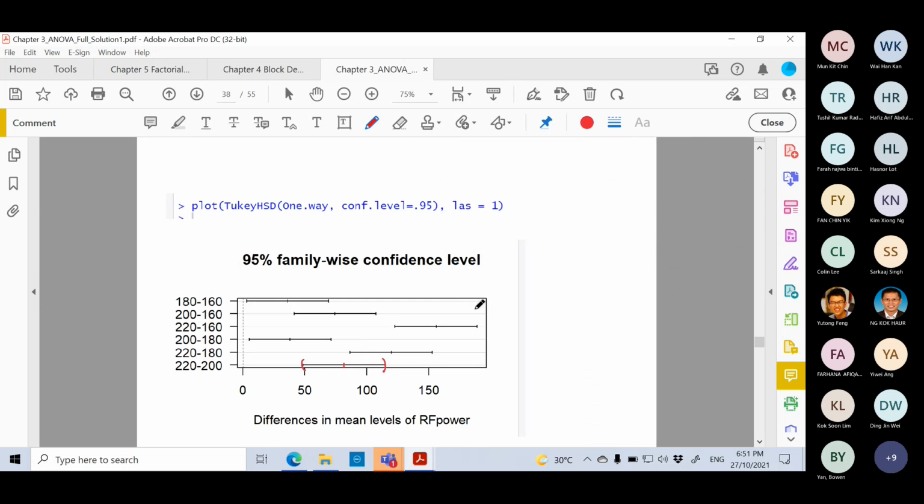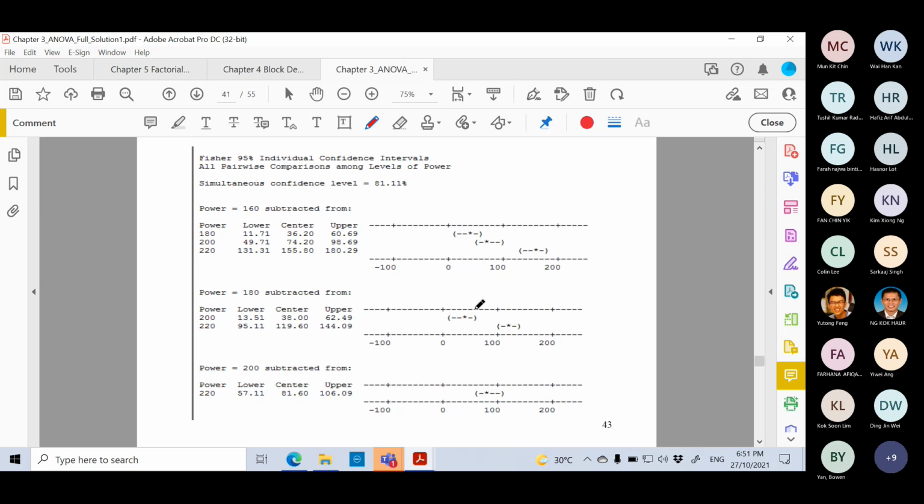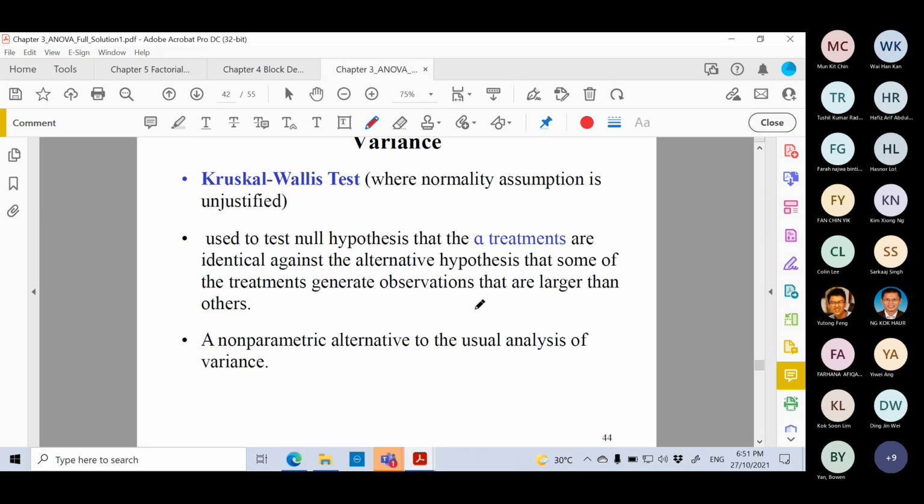So the Kruskal-Wallis test is basically only for the normality. Your constant variance, of course, you need to maintain that they have a constant variance. Okay.